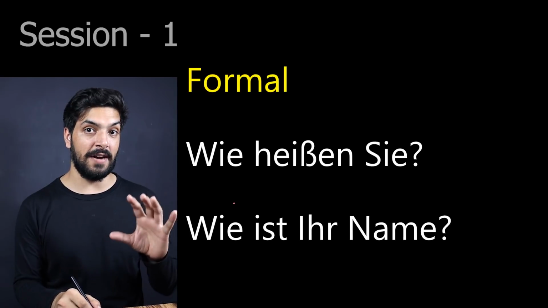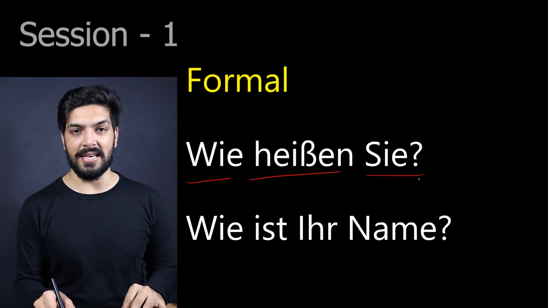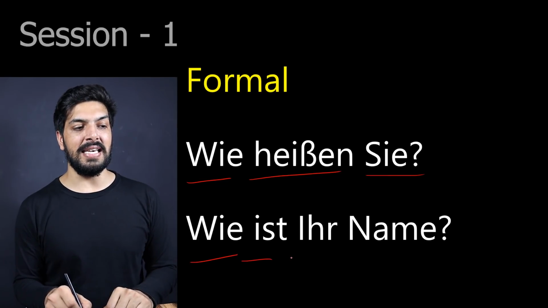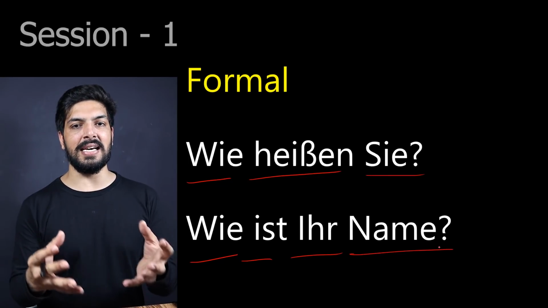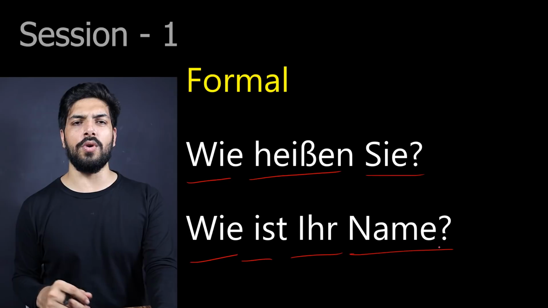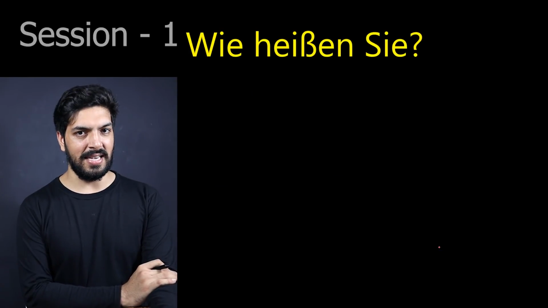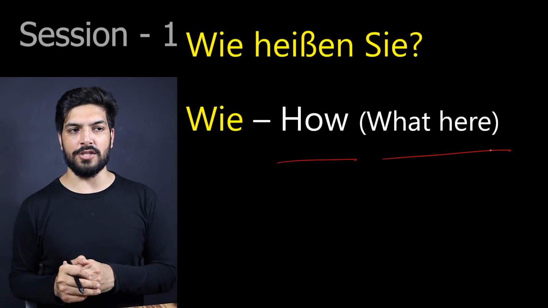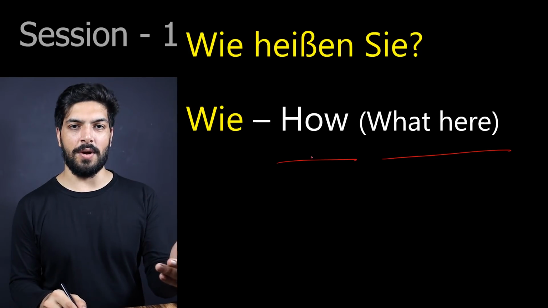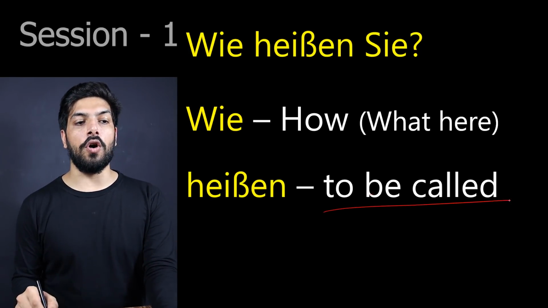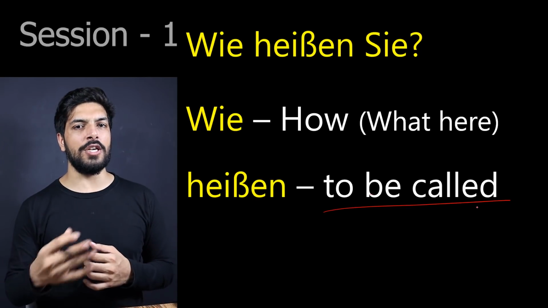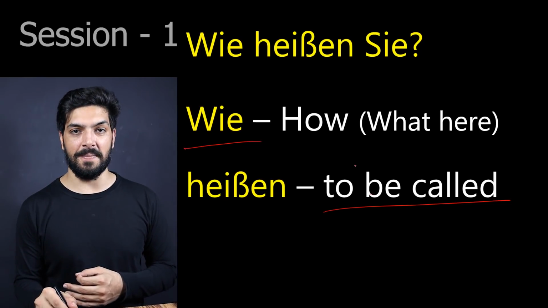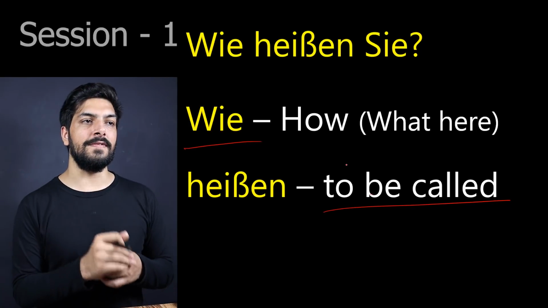Again, let me repeat and repeat after me. "Wie heißen Sie?" is the first one. "Wie ist Ihr Name?" That's the second version. Let's decode all of them. The first one, "Wie heißen Sie?" And "wie" is how. Well, it is what in our situation, but literally it means how, okay? "Heißen" is to be called. Germans do not say, what is your name? They say, what are you called? Or how are you called? That's why we have "wie" here, right? How are you called is "Wie heißen Sie."